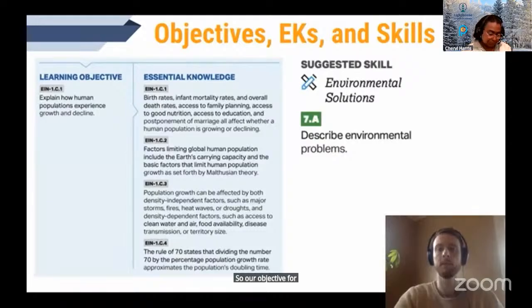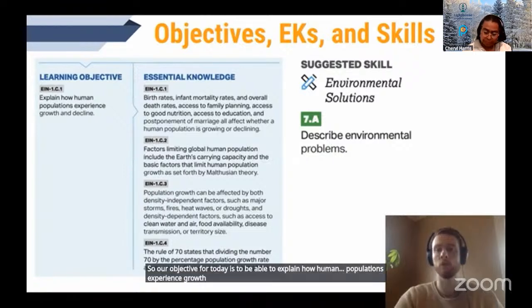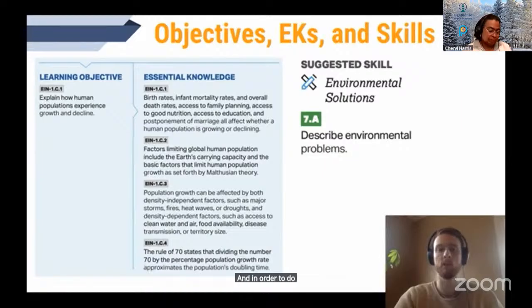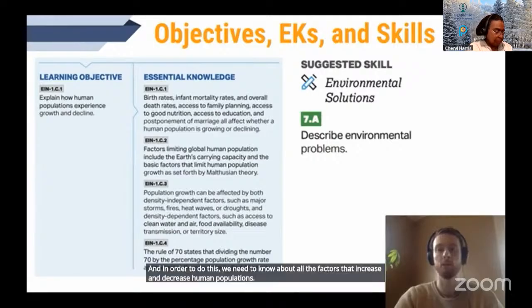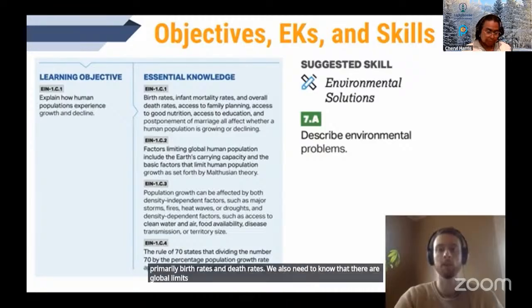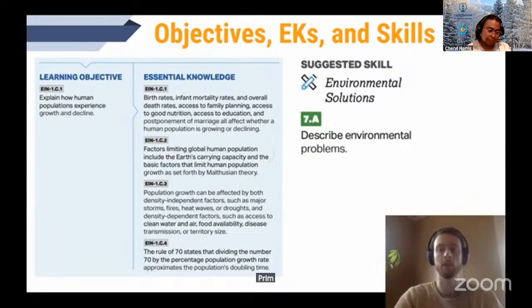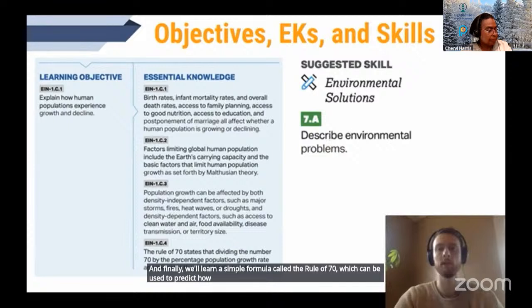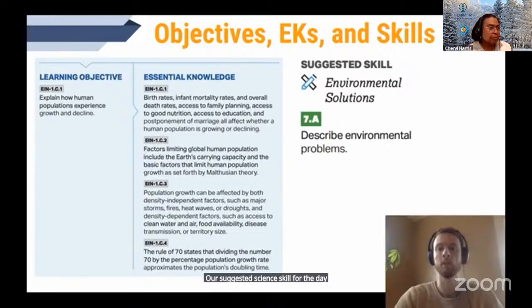So our objective for today is to be able to explain how human populations experience growth and decline. And in order to do this, we need to know about all the factors that increase and decrease human populations, primarily birth rates and death rates. We also need to know that there are global limits to the human population, primarily arable or farmable land limits. And finally, we'll learn a simple formula called the Rule of 70, which can be used to predict how long it takes a population to double in size. Our suggested science skill for the day is describing environmental problems.